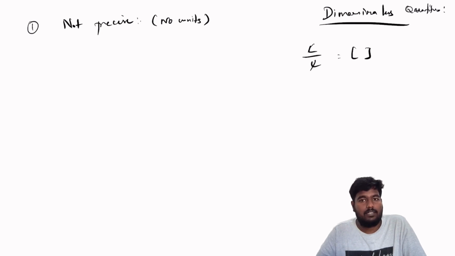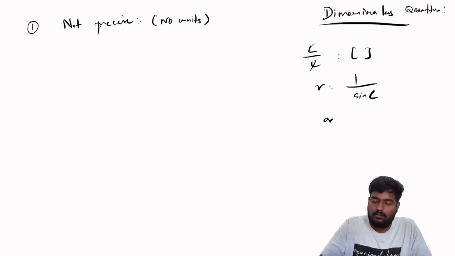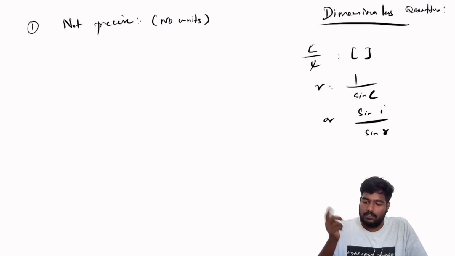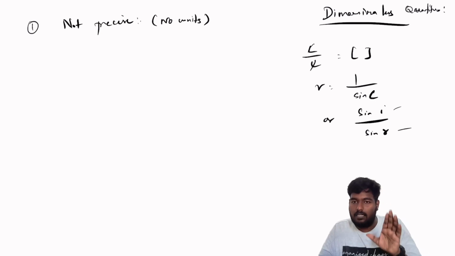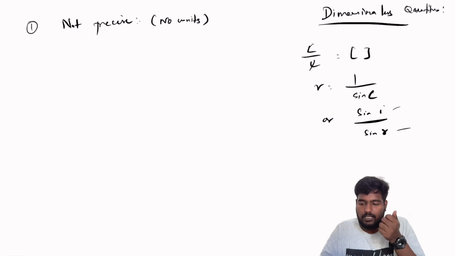What else can we think of? Ratio of intensity 1 of medium to intensity 2 of medium. Relative intensity is a dimensionless quantity. Refractive index is a dimensionless quantity. Why is refractive index dimensionless? You can give refractive index in two ways: 1 by sine C or sine I by sine R. If you look, the sine I and sine R ought to have the same dimension, right? So they cancel out each other. So it's a dimensionless quantity.